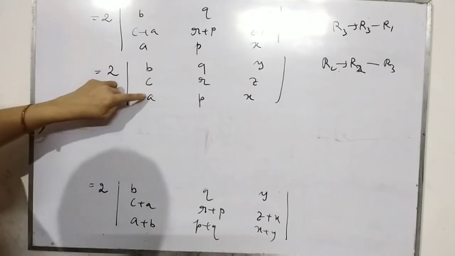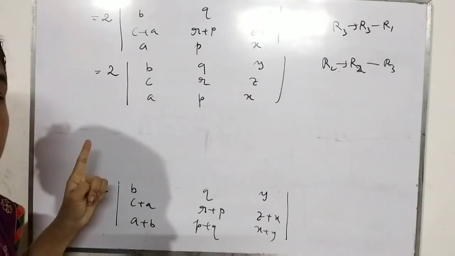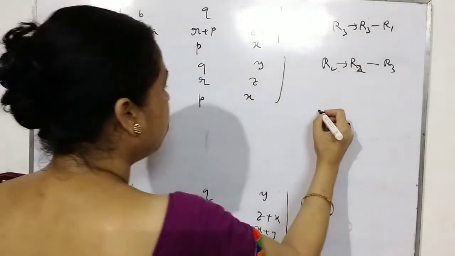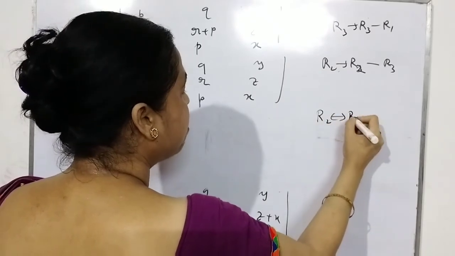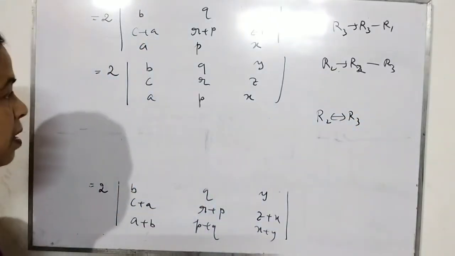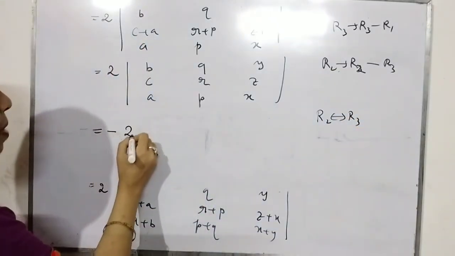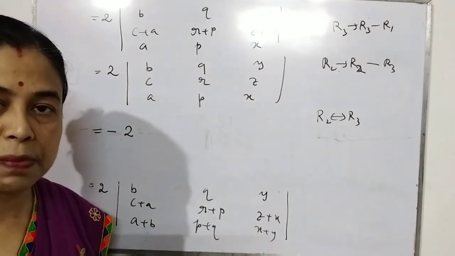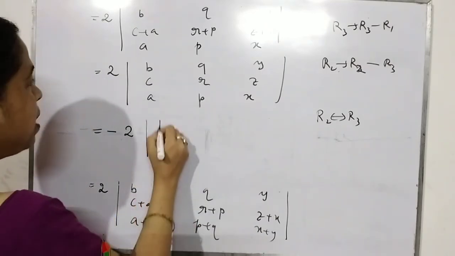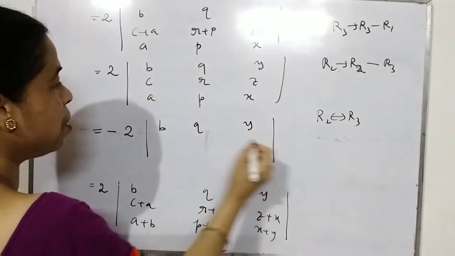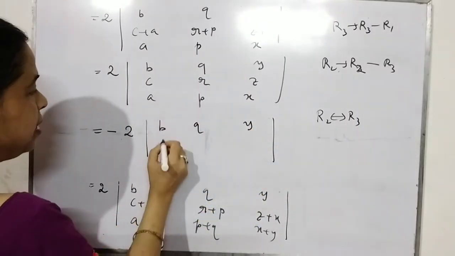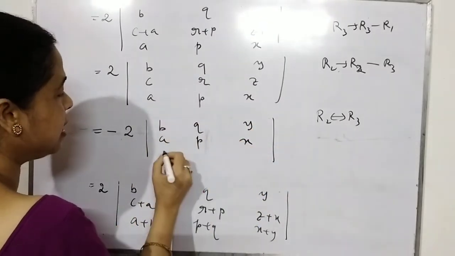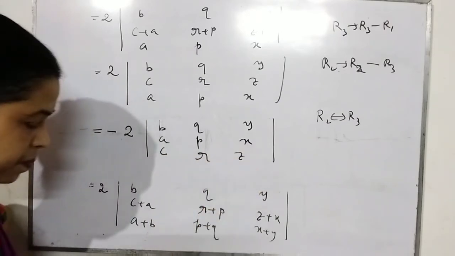So what I am going to do, I will apply the second property. That is what we have to do, R2 and R3, let us interchange. Okay, so one negative sign will come because of your second property: when adjacent rows or columns are interchanged, the value remains as it is but the sign will change. So this is B, Q, Y, R2 and R3 get interchanged. So A, P, X and this is C, R, Z.